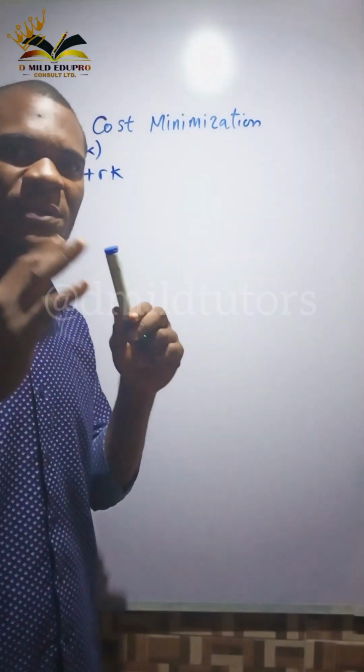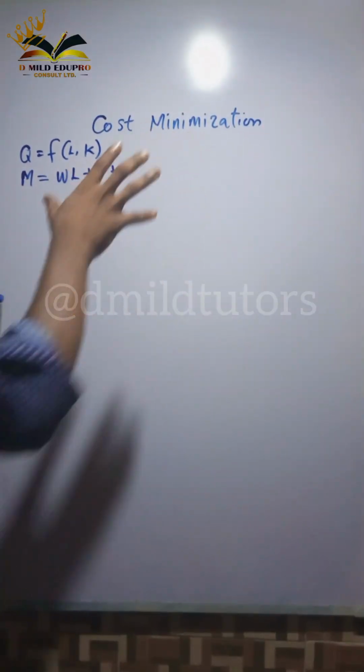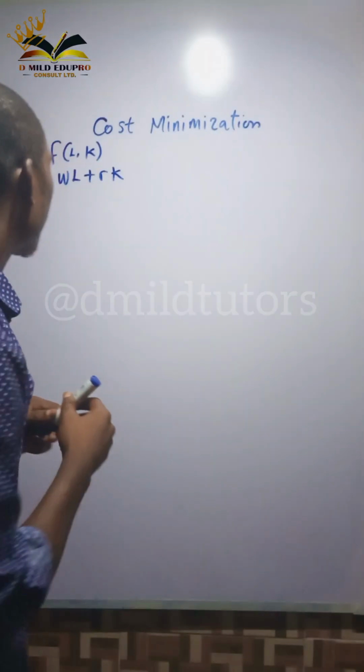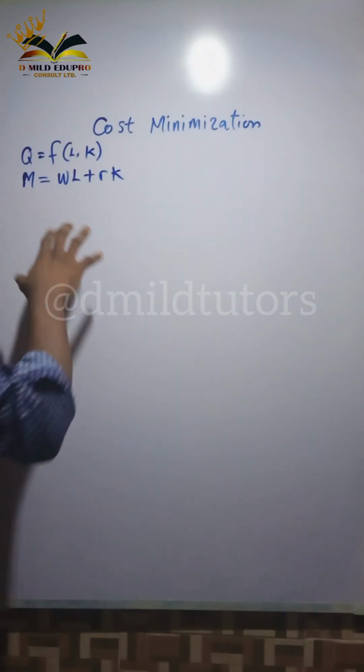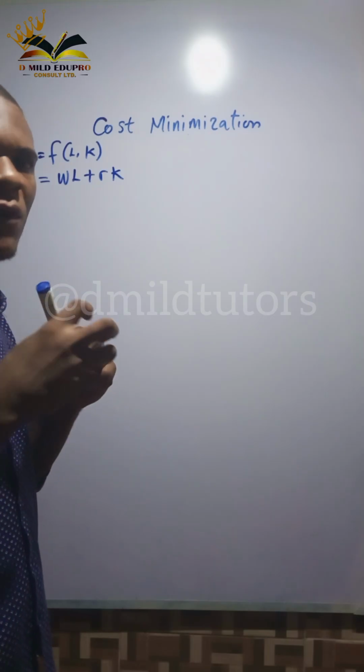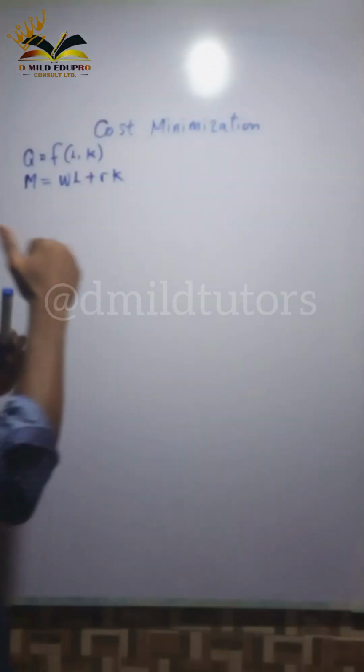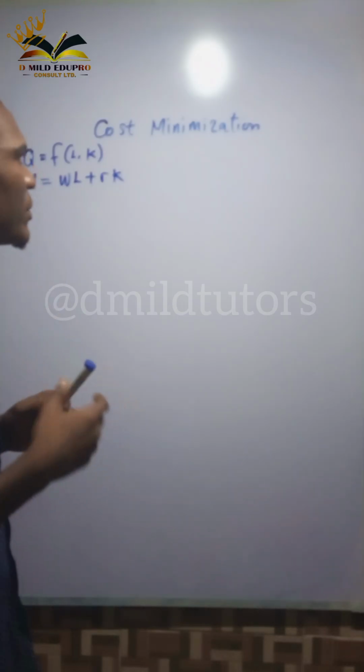I'll be breaking it down step by step, how to derive the cost minimization. You have to know that M here is the total cost, which is the sum of the expenditure on labor and capital, which here is a function of labor and capital, right?